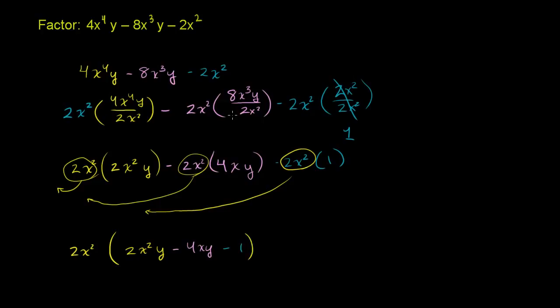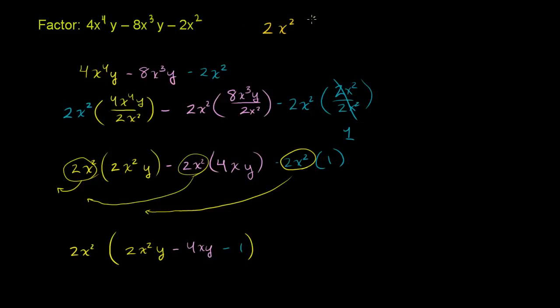Now, it looks like we did a lot of steps. The reason why I went through great pains to show you exactly what we're doing is so you know exactly what we're doing. In the future, you might be able to do many of the steps in your head. You might say, okay, let me look at each of these. The biggest coefficient that divides all of these is a 2. So let me factor 2 out. All of these are divisible by x squared. That's the largest degree of x. Let me factor an x squared out. And this one doesn't have a y, so I can't factor a y out.